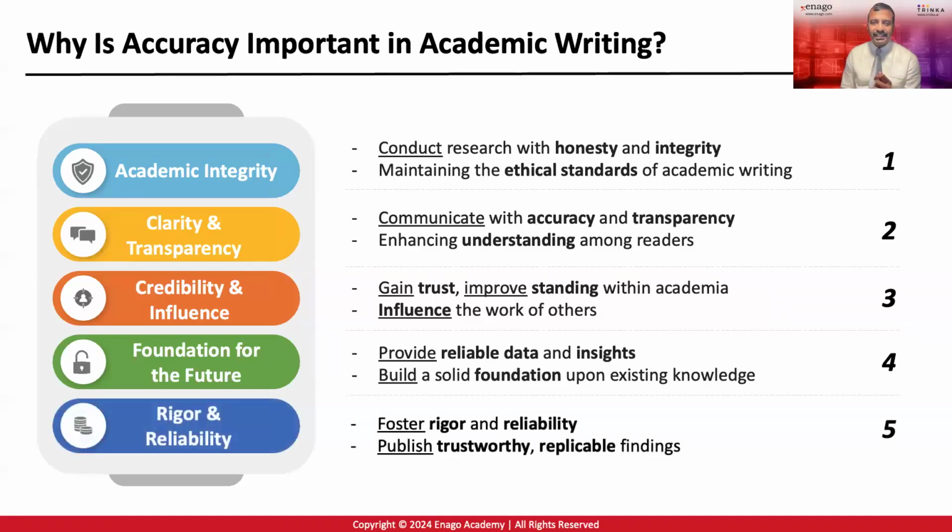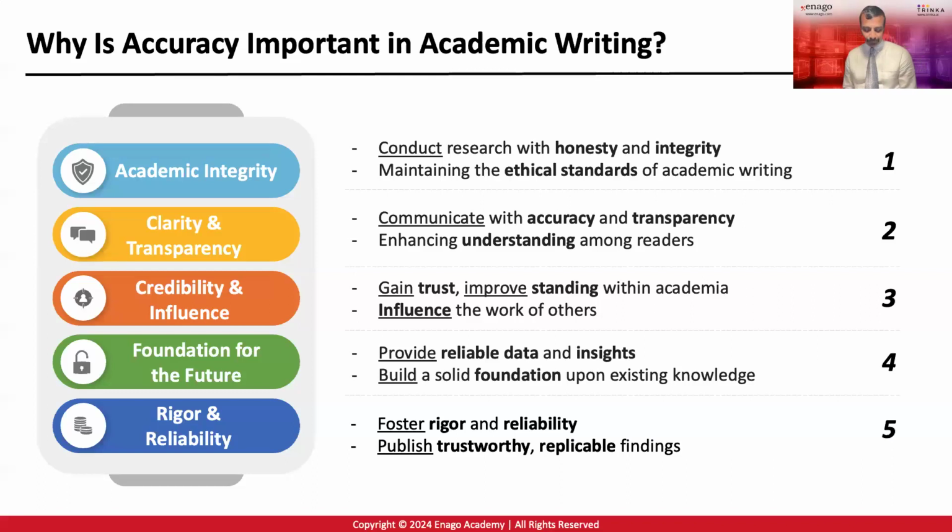And finally, scientific rigor and reliability go hand in hand with academic accuracy. So you're expected to foster rigor and reliability while you're writing your academic research papers. And so you publish trustworthy papers and have replicable findings so that other people can build on your research and do further research. So these are some of the reasons why accuracy is very important in science in general, but also in academic writing.